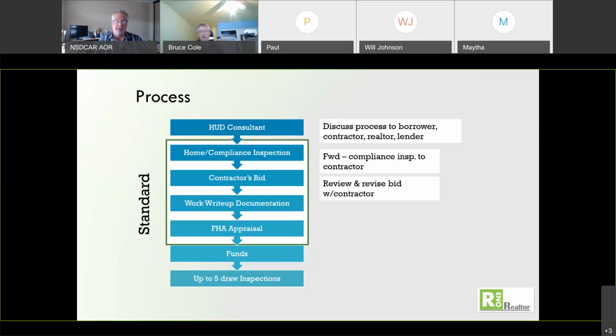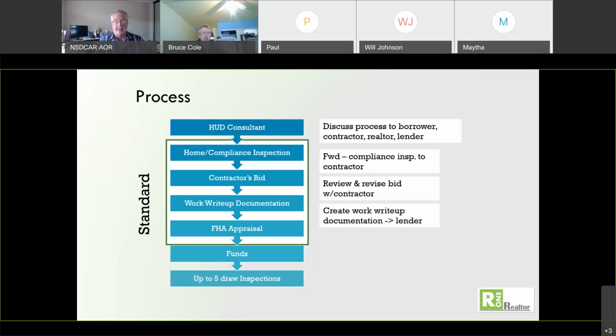My next role is the bid comes back to me. I review it and revise the bid with the contractor so that it really meets the loan requirements. The loan wants more details with these bids. We want material costs, labor costs, scope of work. We need that kind of information, and that pretty much stays between me and the contractor until that's complete. I complete the documentation. That gets submitted to the lender.